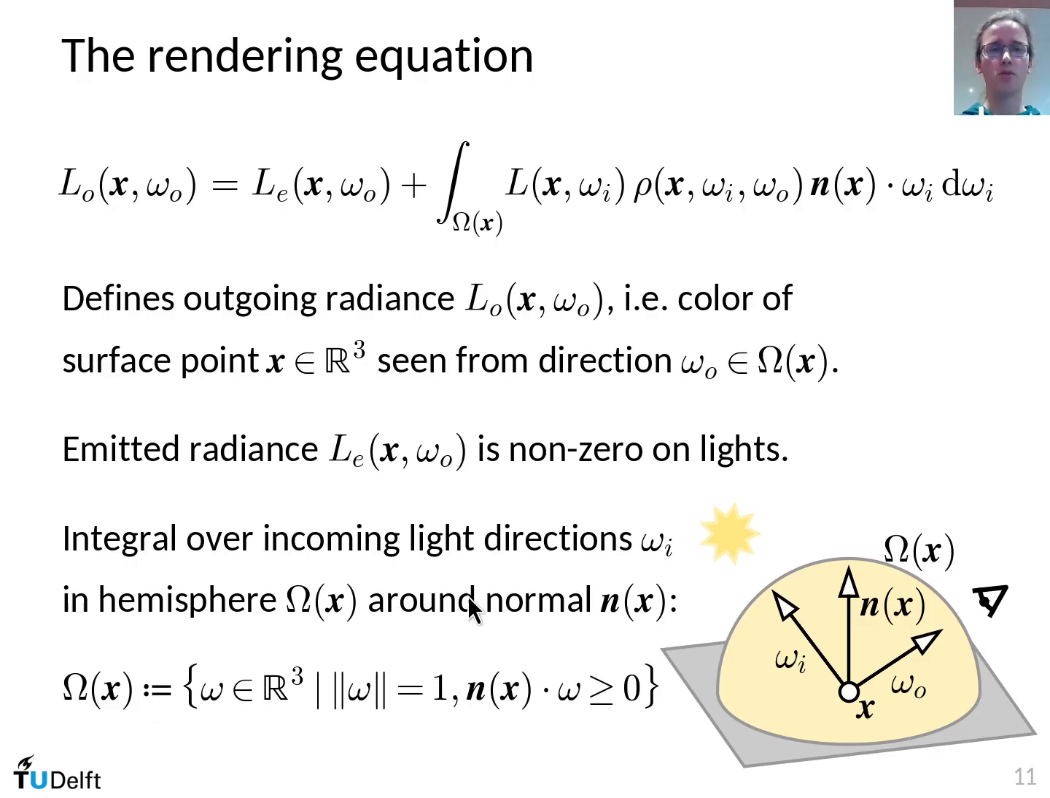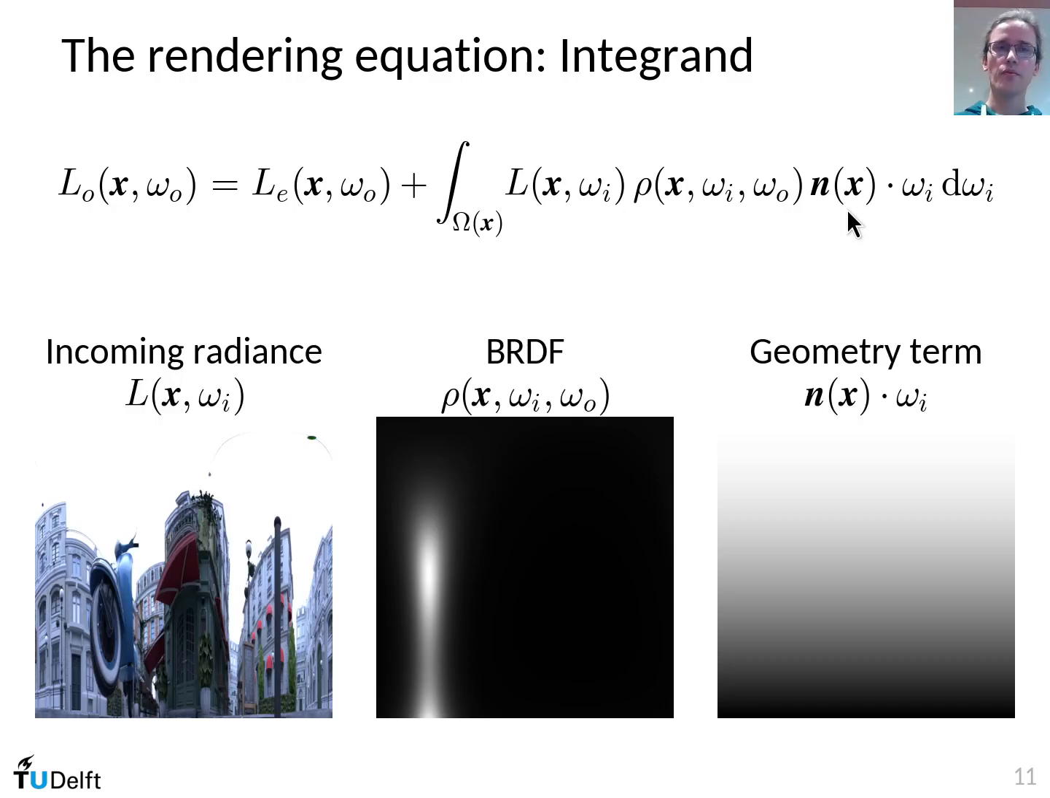And we are computing an integral over all of these direction vectors, and then we have 3 vectors inside of this integral. And here's what these 3 vectors look like. In these images down here, we are looking at our scene from a single surface point x. It's somewhere on the street in the scene that I've shown you before.